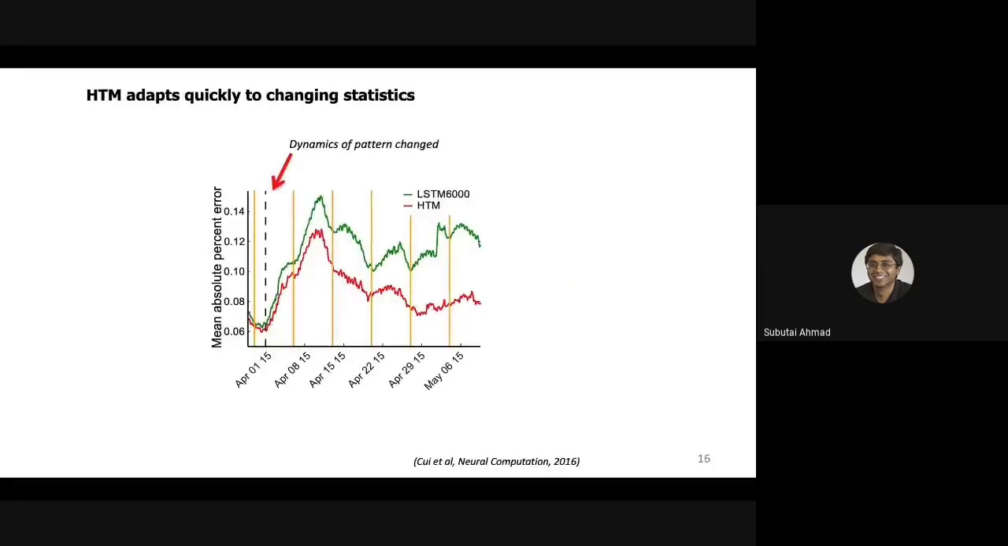But what's really interesting is that the HTM network, because it's using sparse vectors and those continuous learning algorithms, actually adapts much more quickly to changing statistics. The vertical dotted line shows the point at which the statistics of the data stream changed. And you can see that for both the LSTM and the HTM, the error spikes right after the change. But the HTM responds much more quickly and goes back to baseline error, whereas for the LSTM, it takes a long time before the error goes back to baseline. So this is an example of continuous learning in the context of streaming data sources.